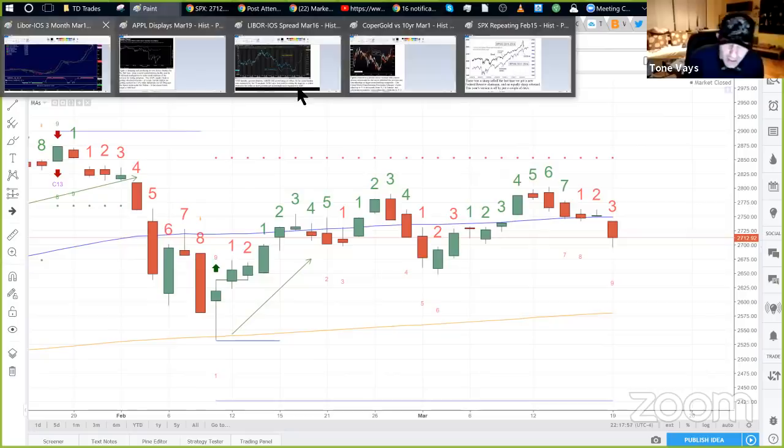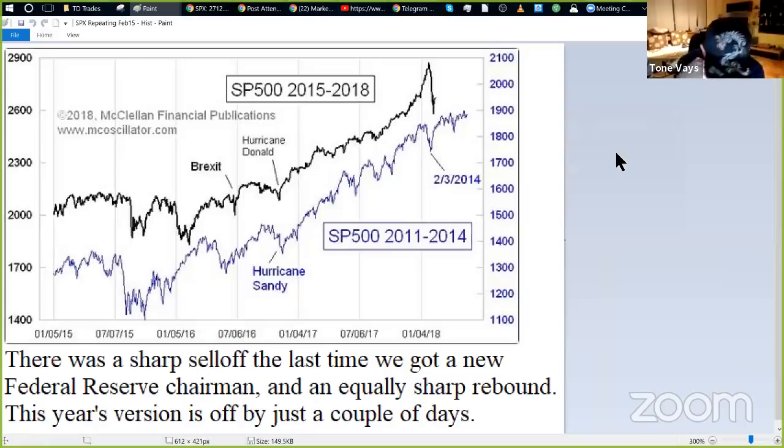All right, almost done with these. And then we'll get to gold and some of the other stuff. I know it's a little slow. Look, we got a little bit out of hand here. So this is a comparison between the 2015 to 2018 market and the 2011 to 2014 market. I'm not usually a huge fan of these comparisons, but this one is pretty good. Here's Hurricane Donald gets elected. Here's Brexit. And it's funny, Hurricane Donald happened at the same time as Hurricane Sandy on the other chart.